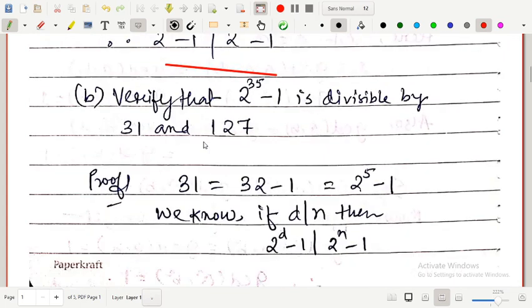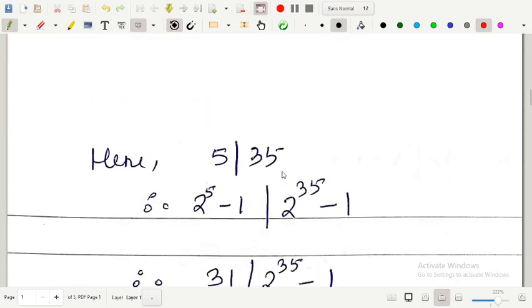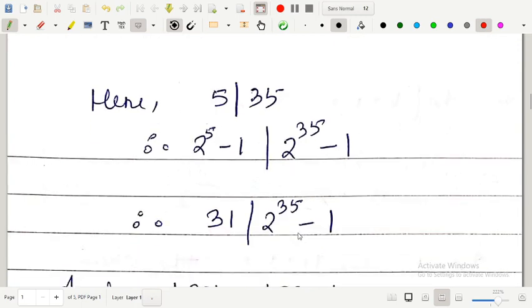So here what we are getting, 2 to the power 35 minus 1. So here n is 35 and 2 to the power d minus 1. Here d is 5. Compare this expression with the previous proof. What we see, in 2 to the power 35 minus 1, here n is 35 and in 2 to the power 5 minus 1, here d is 5. We know if d divides n, then 2 to the power d minus 1 divides 2 to the power n minus 1. So here 5 divides 35, because d is 5, n is 35. So 2 to the power 5 minus 1 divides 2 to the power 35 minus 1, and therefore we conclude that 31 divides 2 to the power 35 minus 1 very easily.